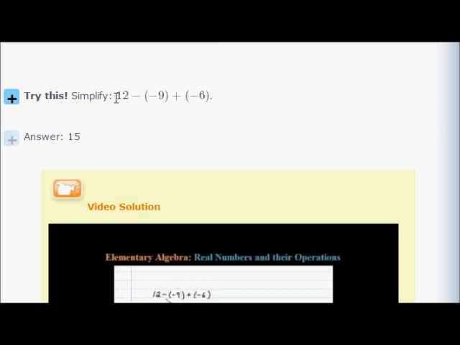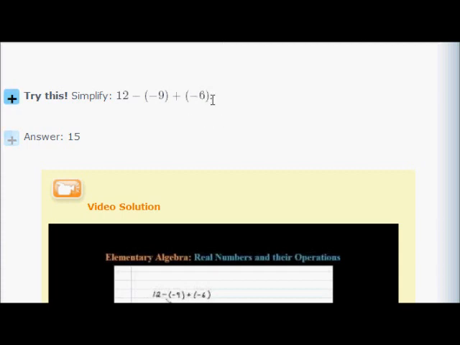Now, what's 12 plus 9? That's actually 21. You move 12 spots to the right, you move another 9 spots to the right, you end up with 21. Okay? Just remember that this left part is 21. Okay? Then we're going to add negative 6.